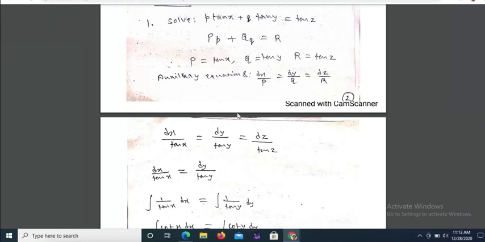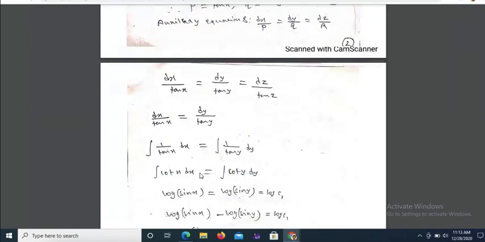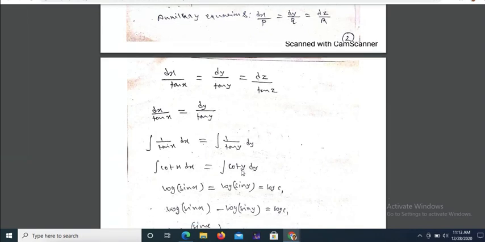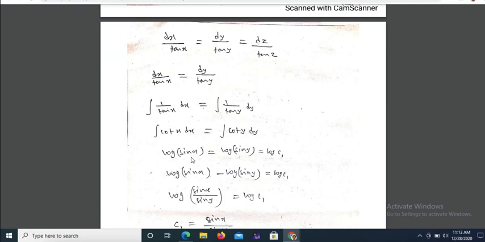So taking these two terms as equal, I can write dx by tan x equal to dy by tan y. Then you take integration on both sides. So the integration of 1 by tan x dx, you know, is the integration of cot x dx, and the integration of cot y dy. This we can write as log of sin x, and this we can write as log of sin y.